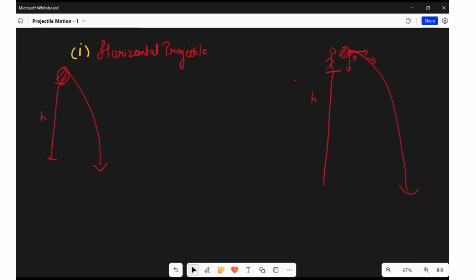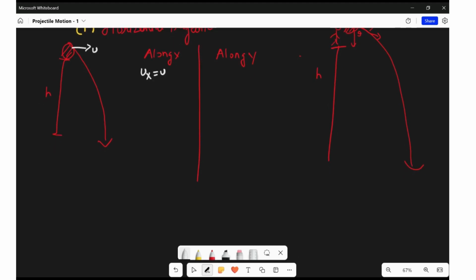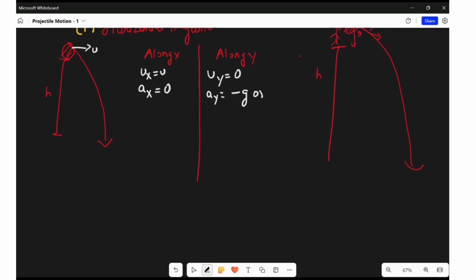So now we divide a projectile into two directions, like along x-axis and along y. All right, now let's take along x. Now along x, our object is thrown with velocity of u. So the initial velocity of a projectile is u, and the acceleration is not there along the horizontal axis. So acceleration along x is zero. While if we talk about the y-axis, there's no initial velocity which is acting. So initial velocity is zero, and there's an acceleration which is acting downwards, and that is minus g, or minus 9.8 meter per second square.